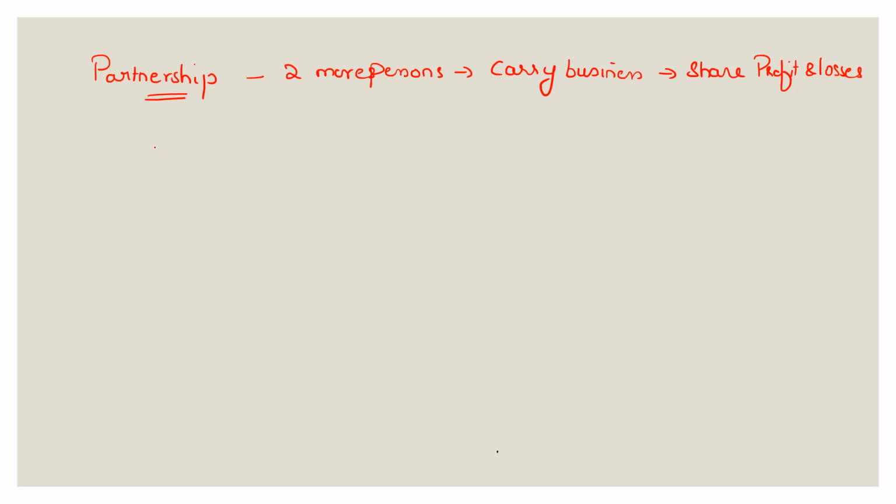Now to understand this, we'll take a simple example. Suppose there are two people, Anil and Sunil. They are two friends. Now they decide that they want to do a business together and they are opening a rice trader shop. So they buy all those grains and the grocery items and they sell it under the name of Anil and Sunil Traders. So this is the shop they have opened.